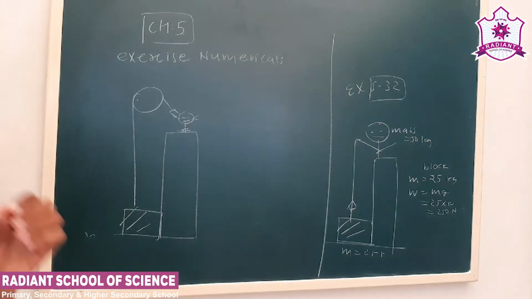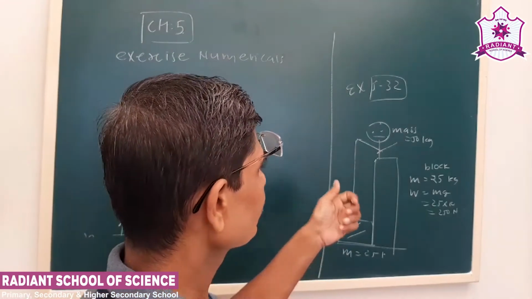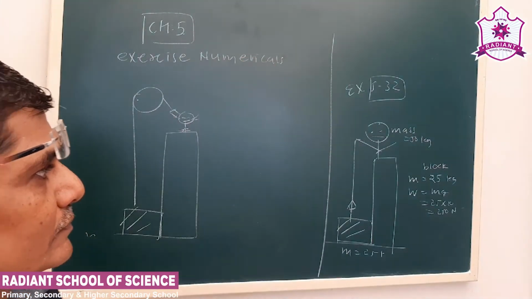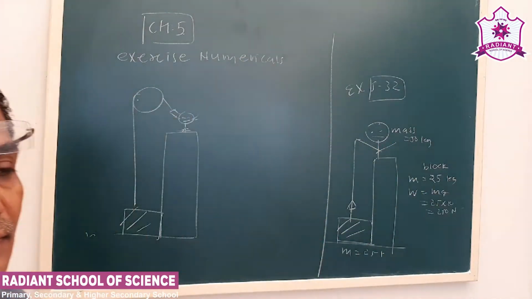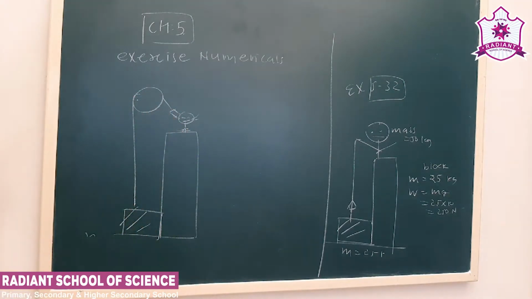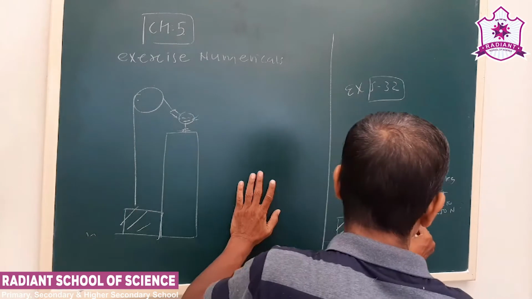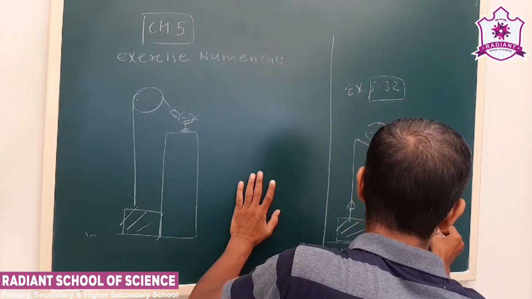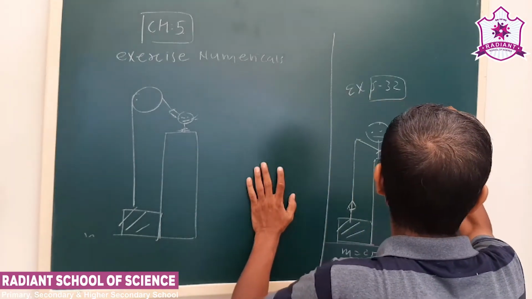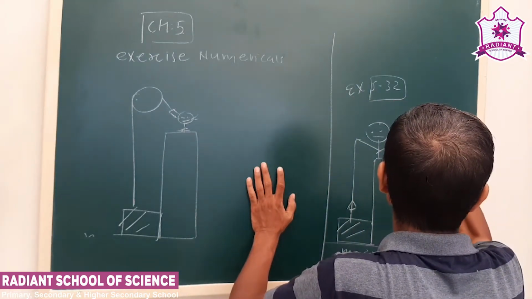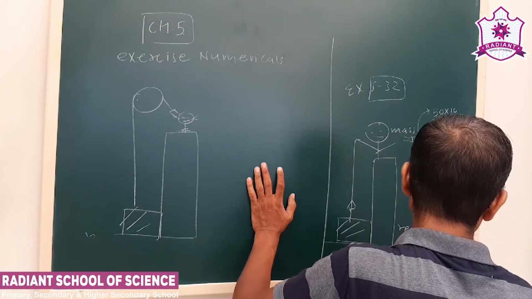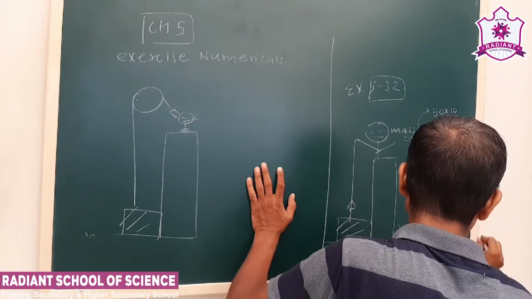Now when the person tries to take the block upward, we have to consider the weight of the person itself into account. In that case, the reaction will be 250 Newton. Mass of the person is 50 kg, the weight will be 50 into 10, 500 Newton. So the total reaction will be 500 plus 250, 750 Newton.